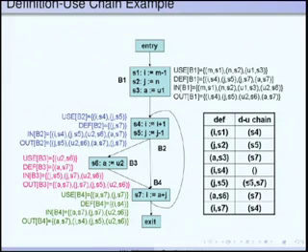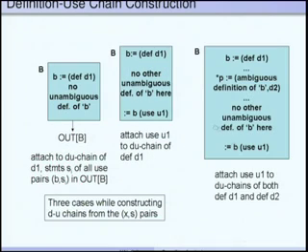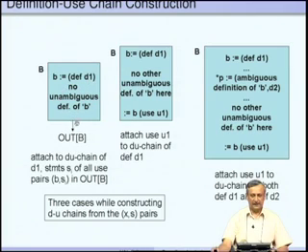So, this is formalized in this particular figure here. If there is a definition of B, that is def D1, and there are no unambiguous definitions of B here till the end of the basic block, then attach to the DU chain of this D1 all the statements Si of all the use pairs B comma Si in out of B. That is what we did here. We took all of them corresponding to the variable B and attached them to the definition D1.